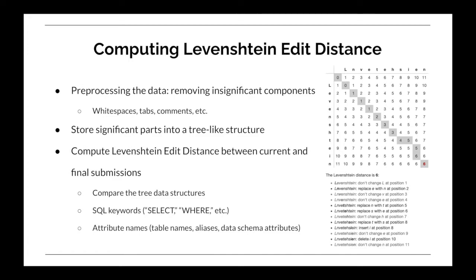For example, in the figure on our right, to change Levenshtein into its scrambled form at the top, LNVETEHSIEN, we must replace 4 letters and insert and delete a letter, which sums up to 6 edits.